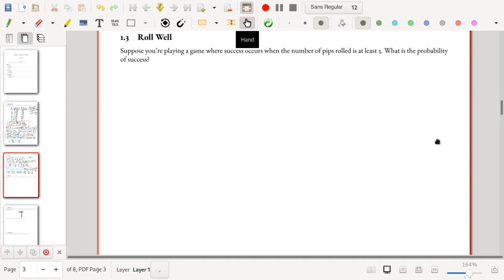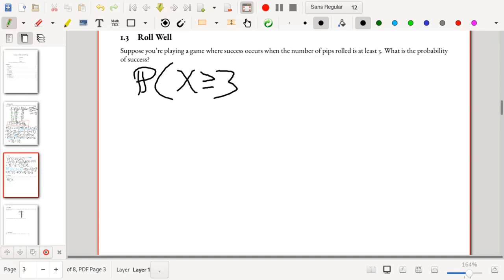Roll well. Suppose you're playing a game where success occurs when the number of pips rolled is at least 3. What is the probability of success? In this situation, I'm asking for the probability that X is, I said, at least 3, so that's going to be greater than or equal to 3.